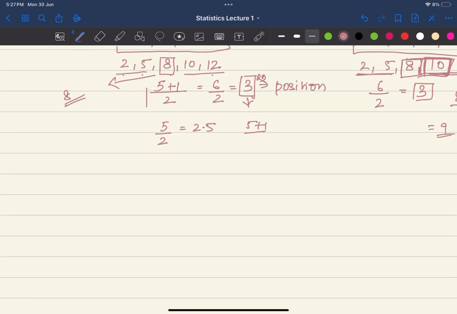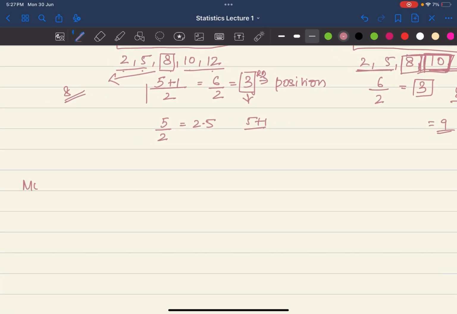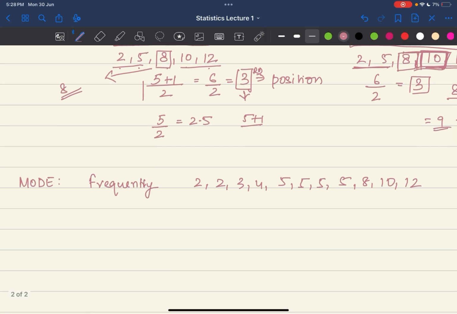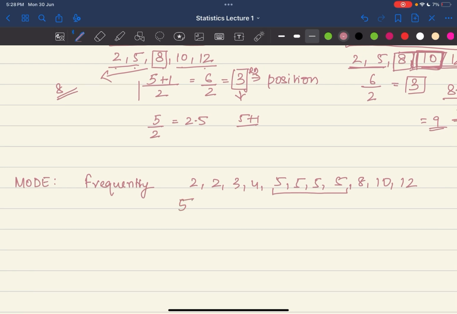I hope that's clear. Now let's move on to mode. What is mode? Mode is the easiest concept of statistics. Mode is nothing but the most frequently occurring value of our data set. For example, we have a data set with numbers like 2, 2, 3, 4, 5, 5, 5, 5, 8, 10, 12, and so on. We can clearly see that the most frequently occurring value in our data set is 5. So the mode of this data set is 5.